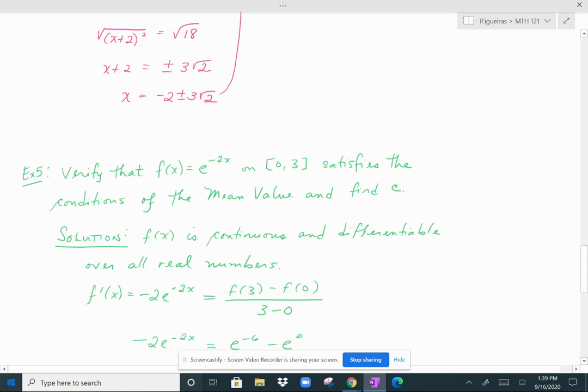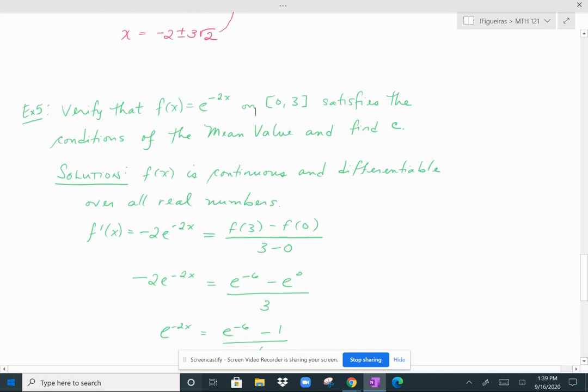So f of x is continuous and differentiable. E to the negative 2x is continuous and differentiable over all real numbers. So it is continuous and differentiable on that interval. So I'm ready to take the derivative and set it equal to what the mean value theorem states.